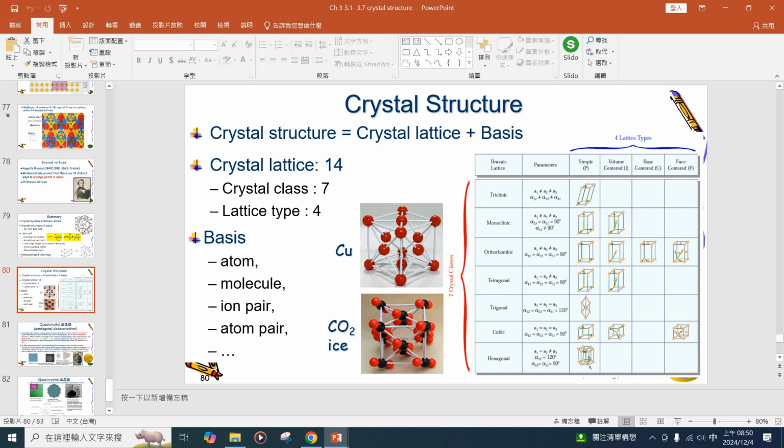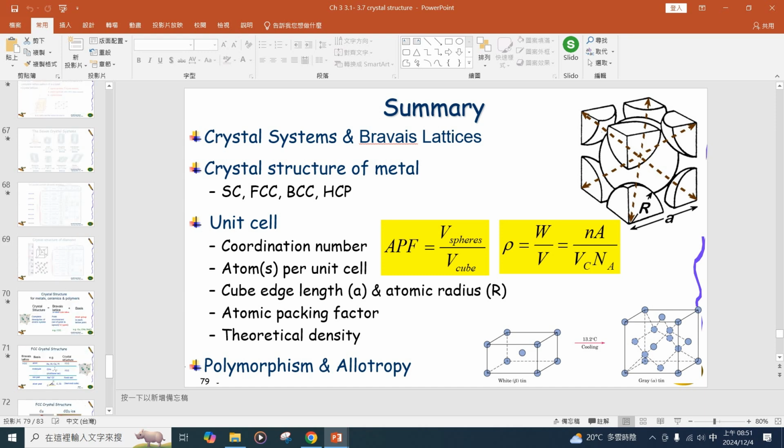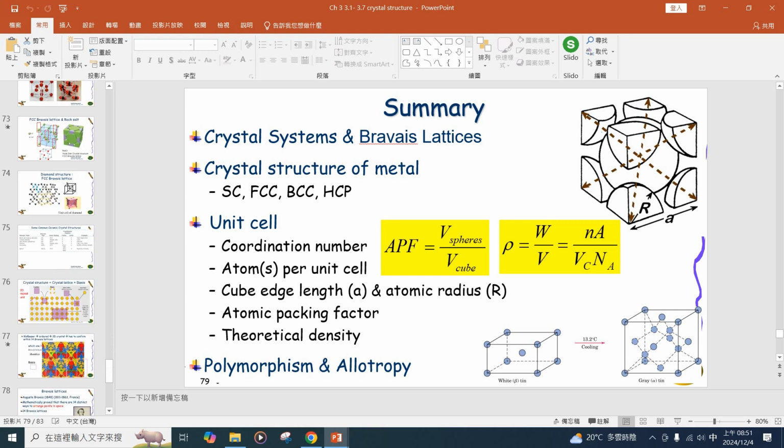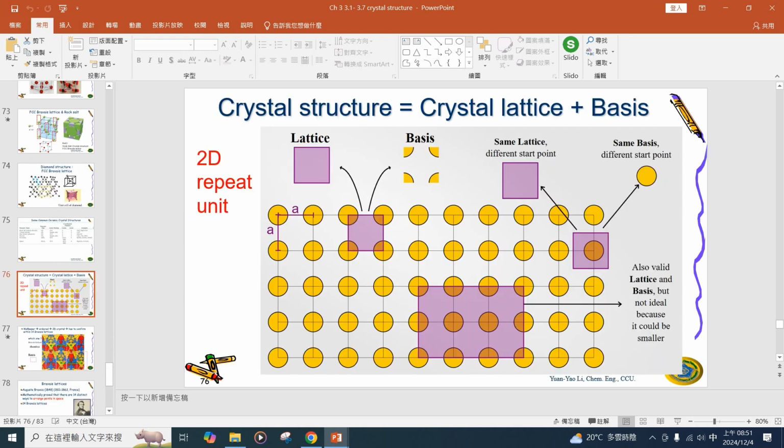So this is the crystal lattice, which is 14 types. And the basis is, you can have an atom, like in this corner. You can have a molecule, like carbon dioxide. You can have an ion pair, like sodium chloride. You can have an atom pair, like carbon-carbon. Remember? Okay, so this is important. I also want you to remember. So for example, crystal structure equals crystal lattice plus basis.